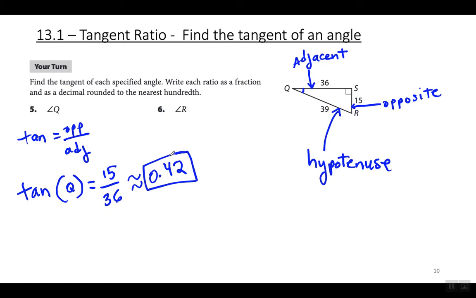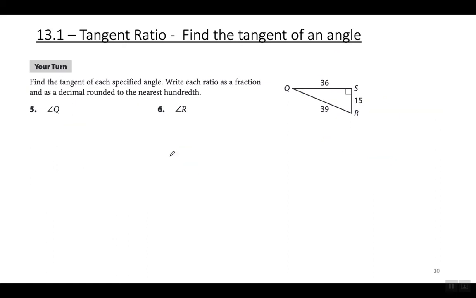Alright, now let me do the same thing for angle R. Ahora voy a hacer la misma cosa para ángulo R. Okay, now for angle R, the relationship changes. My hypotenuse is still the same. That never changes, alright? La hipotenusa no cambia nunca. Siempre igual. But from the point of view of angle R, now this one right here, this side is the adjacent side.